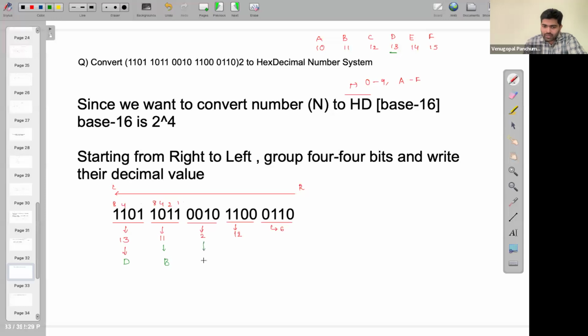So 2 is 2 only, no change. 12 is C. So 6 is 6 only. And this is the final answer in base 16. Okay, so clear, everyone? Now you should play with number system concepts like anything. Okay, good. So now next.